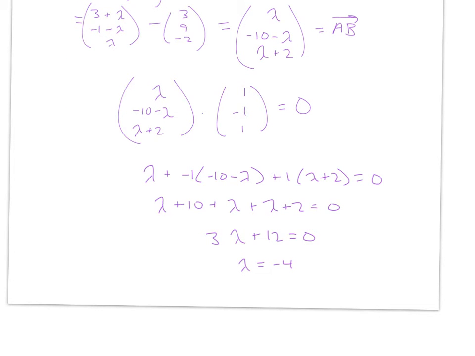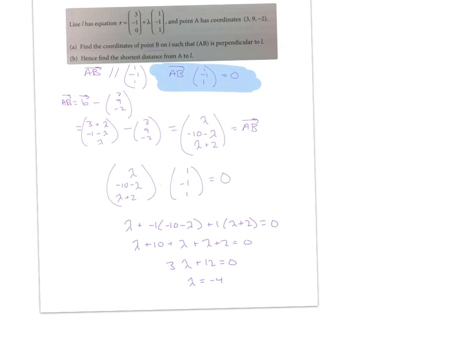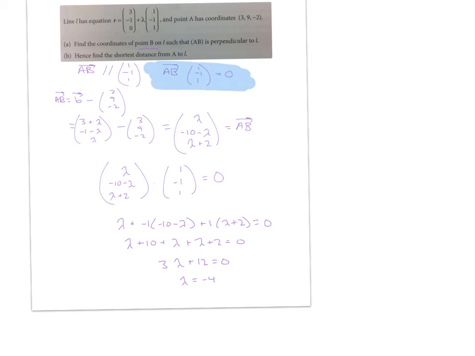Okay, so I went ahead and finished solving for lambda. That does not quite solve our question. The question says find the coordinates of point B, and we found lambda, which helps us, but we're not done yet. We said that the coordinates of point B were this right here, which came from the original equation of the line.